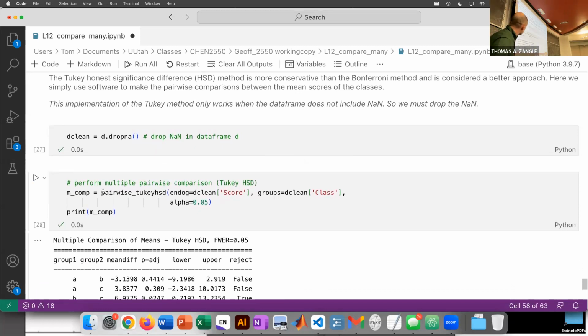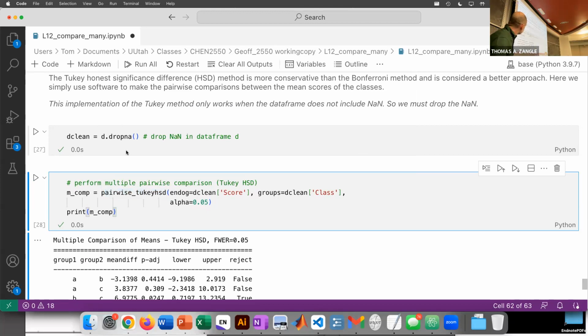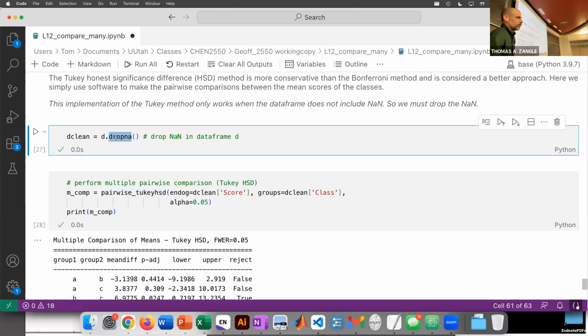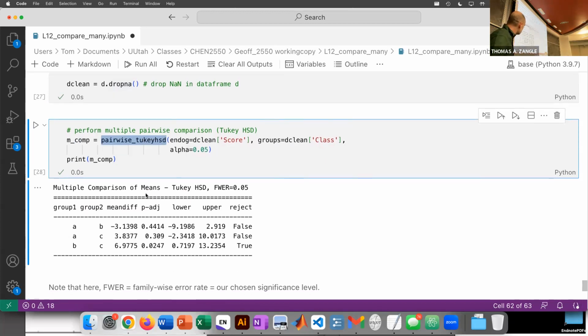So the way we're going to do this, we're using this pairwise Tukey HSD function. First, one thing to note is that we can't have NaN values in the library that's used for evaluating Tukey methods. So we have to drop those out. And then this is the function we use to run the Tukey HSD method. And what we end up with is a lot simpler than doing the Bonferroni method, doing all those T statistic calculations, although you could write code to do that for yourself.